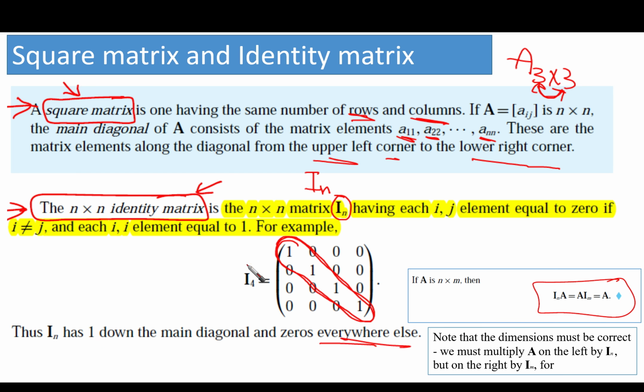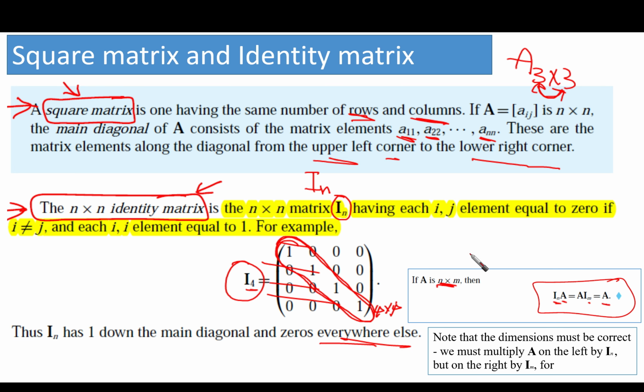As you can see, this is what we call the identity matrix I_4. Why is it 4? Because it is a square matrix, 4 by 4. You have 4 rows and you have 4 columns. And if A is n by m, then I_n times A equals A times I_m equals A.